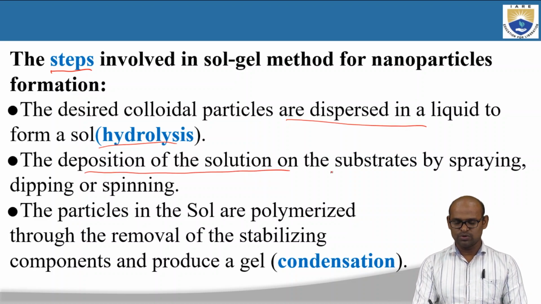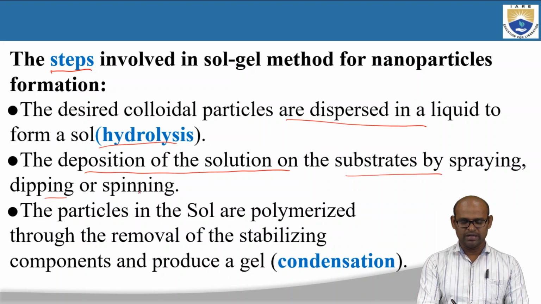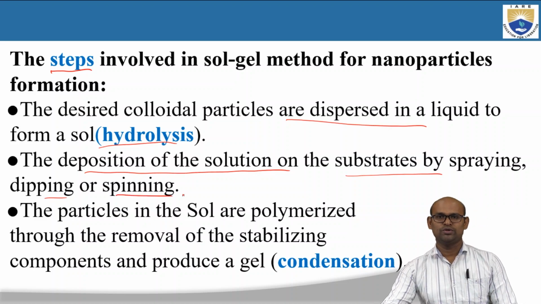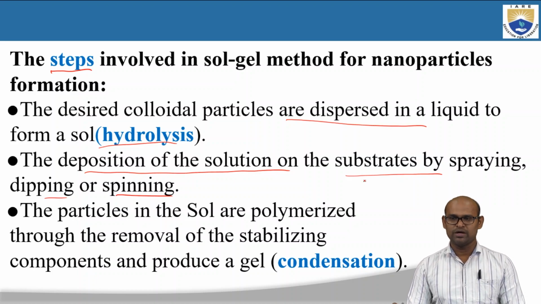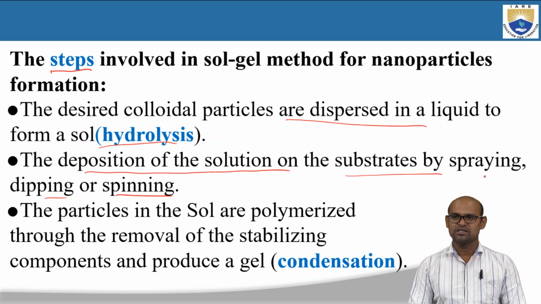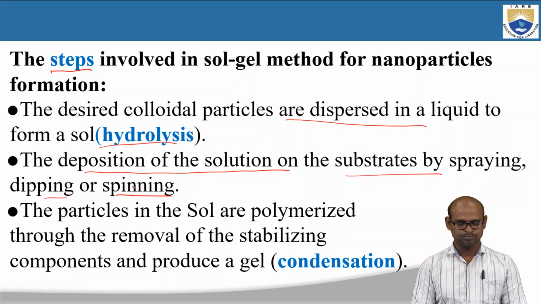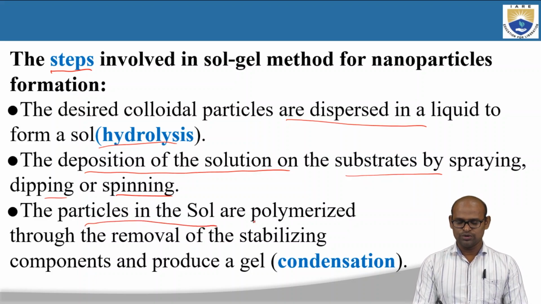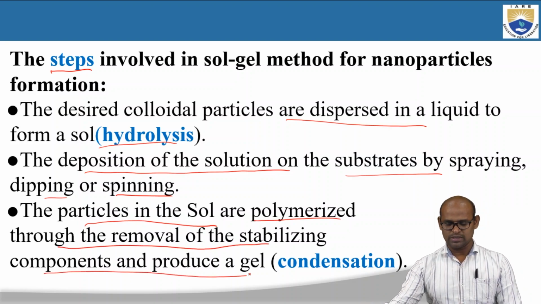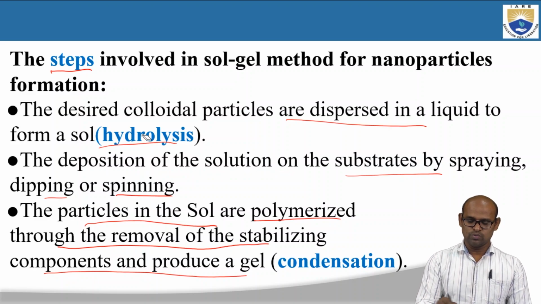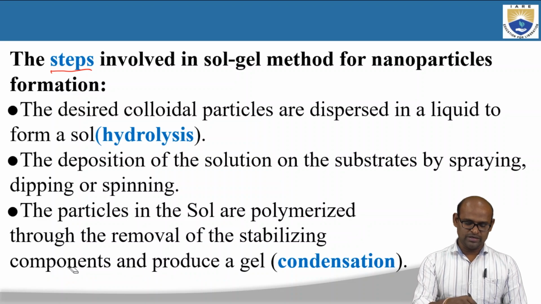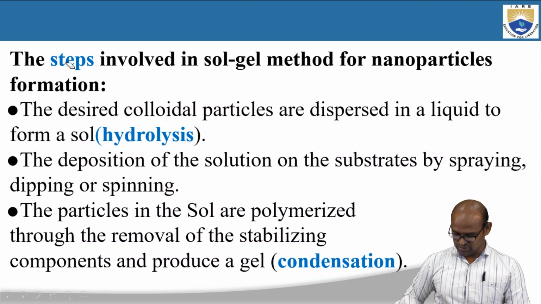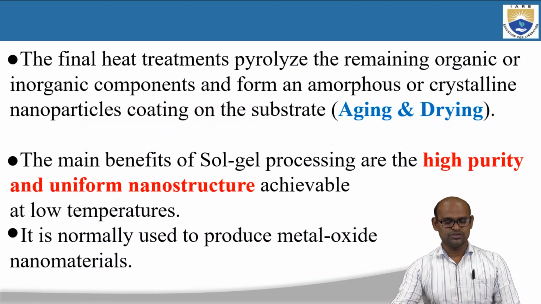The solution is then deposited onto the substrate by spraying, dipping or staining. Once we form this solution, we are going to deposit it onto different types of substrate using a variety of methods, for example spraying, dipping or staining. The particles in the solution are polymerized through removal of the stabilizing components and produce a gel through condensation. So we are going to prepare a gel, or we are going to wait for the gelation time of this solution, after which we have a gel.